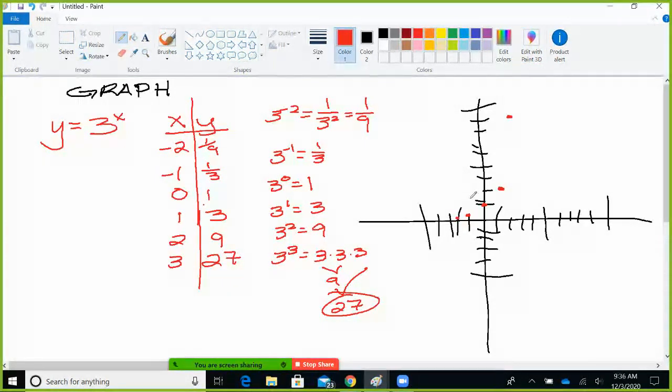So I have a line that looks like that. That's exponential growth right there. I'm kind of off on the... That's better. Kind of. A little bit. So that's your exponential growth.